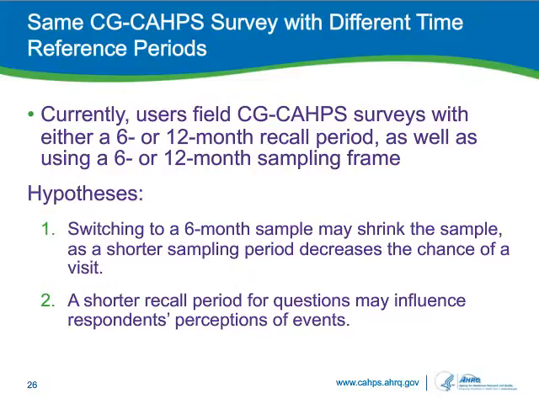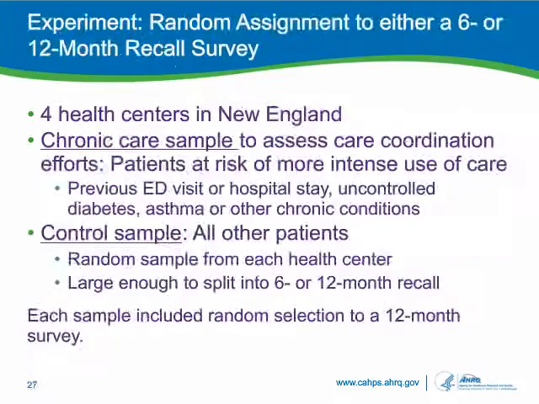So that leads to the two hypotheses. One is that switching to a 6-month survey may shrink your sample, as having a shorter sampling period will decrease the number of people who had a visit. And again, the shorter recall period may actually influence how people respond to the questions about those events. Something that happened 3 months ago may be different than thinking about something that happened 9 months ago. So in order to test this effect, the simplest thing to do is to randomly sample some people to having a 6-month survey and some people to having a 12.